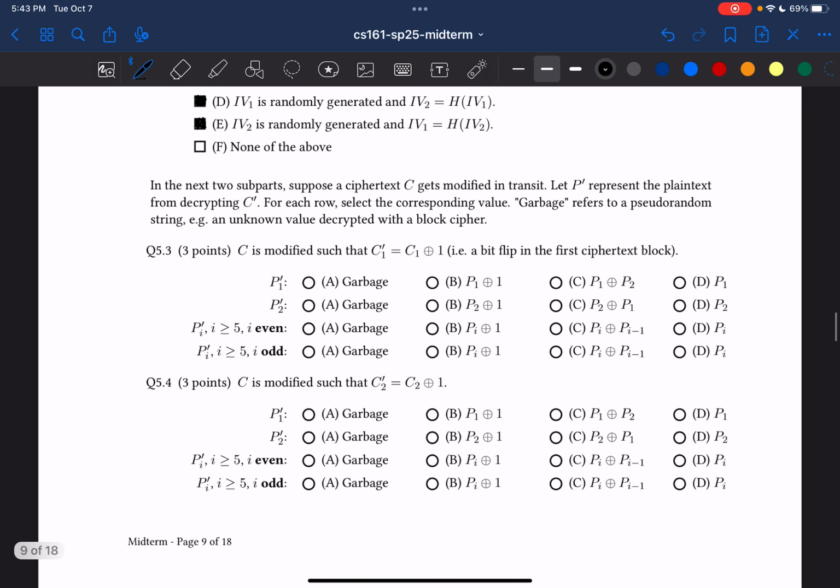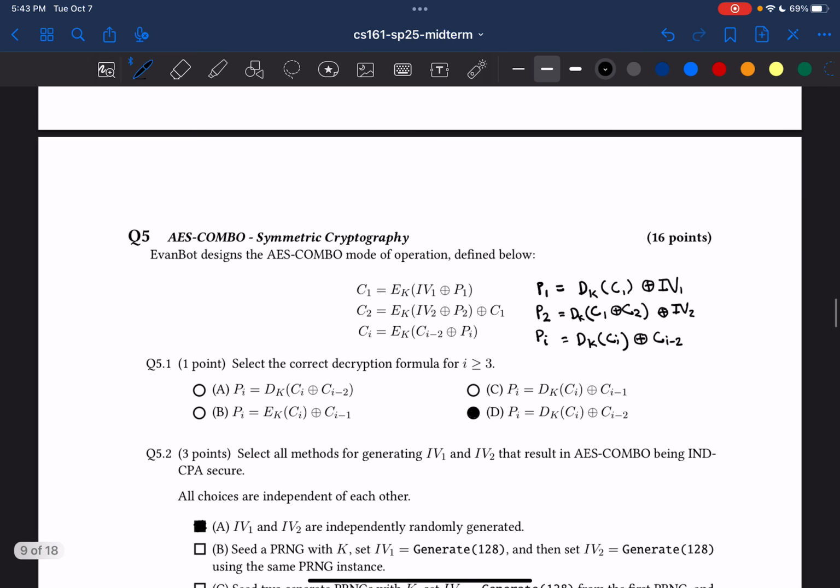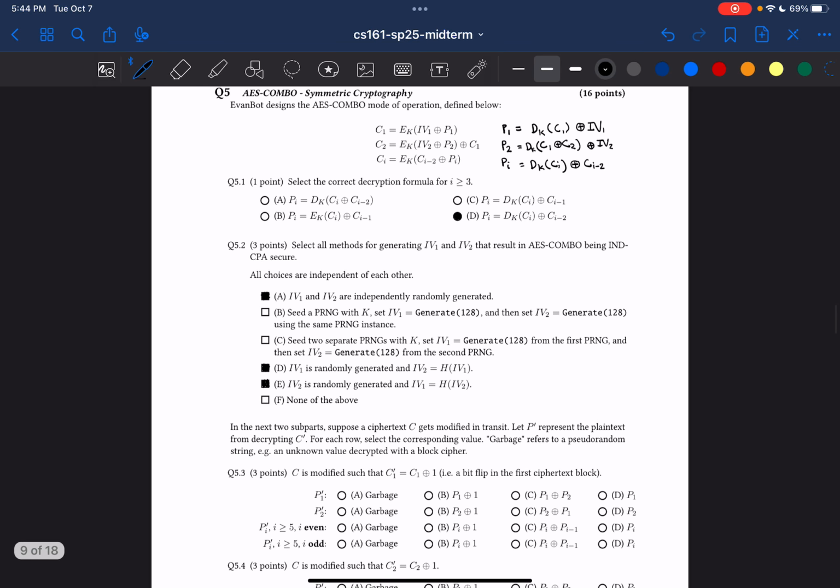So the first part is that C is modified such that the first part of C is XORed. So the last bit is XORed. Looking back at our decryption algorithms, we can see that the only values being affected by C1 being modified are P1, P2, and then P of i equals 3, because that way we get a 3 minus 2 here, which is C of 1. So we expect P of 1, P of 2, and P of 3 to be affected by this change.